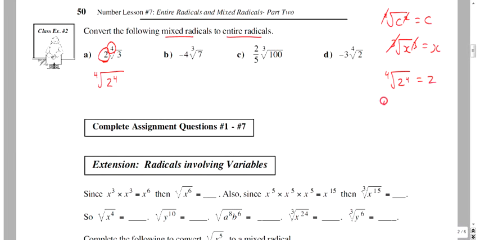Yeah. And let's think of it this way. What's the 4th root? What is 2 to the 4th power? 2 times 2 is 4, times 2 is 8, times 2 is 16. What number multiplied by itself 4 times is 16? It is 2.